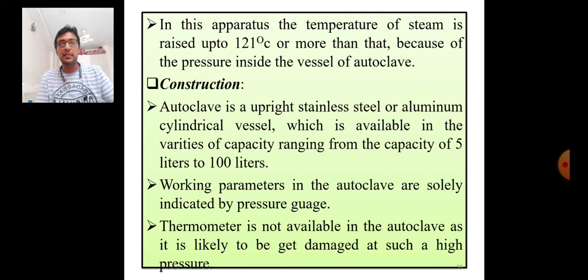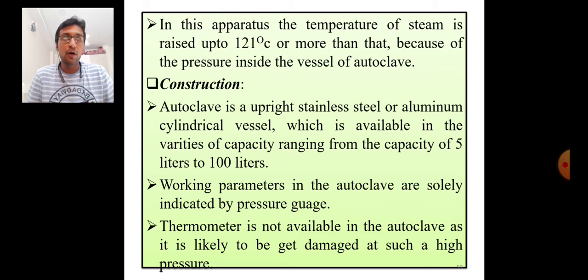If you will see we have to study the point, that is the construction. Now try to understand, student, the points of construction of autoclave. Autoclave is an upright stainless steel or aluminum cylindrical vessel. Definitely. मी जसं फिगर दाखवली तुम्हाला, autoclave is an upright stainless steel or aluminum cylindrical vessel which is available in the varieties of capacity ranging from 5 liter to 100 liters. It is available in the different types of capacity, that is from 5 liter to 100 liter. 5 liter ते 100 liter पर्यंतच्या कॅपॅसिटी मध्ये ऑटोक्लेव अवेलेबल आहेत.